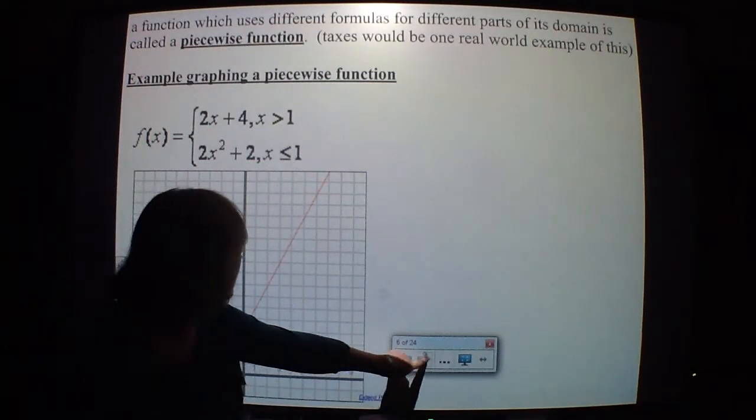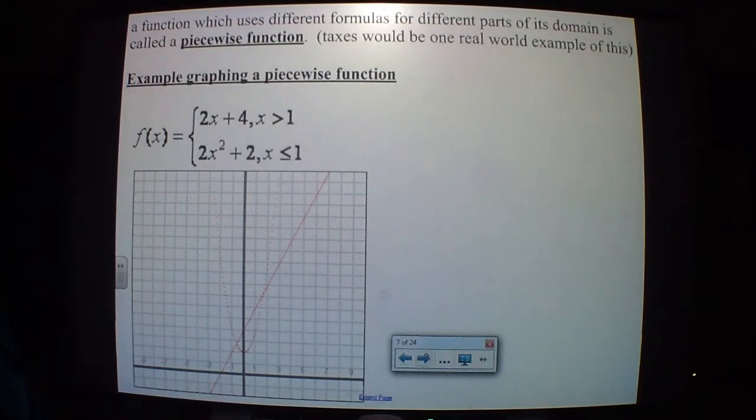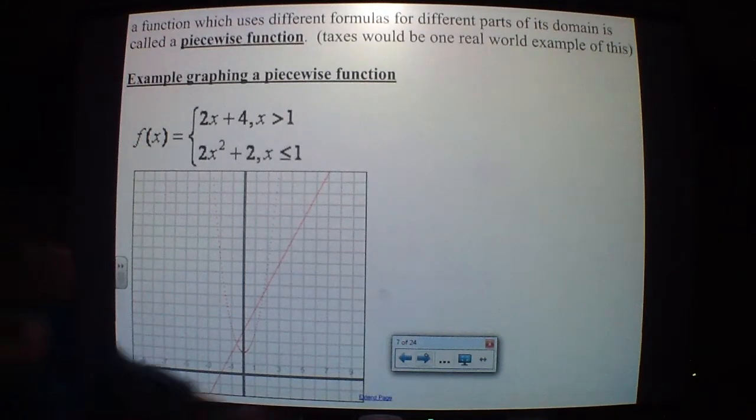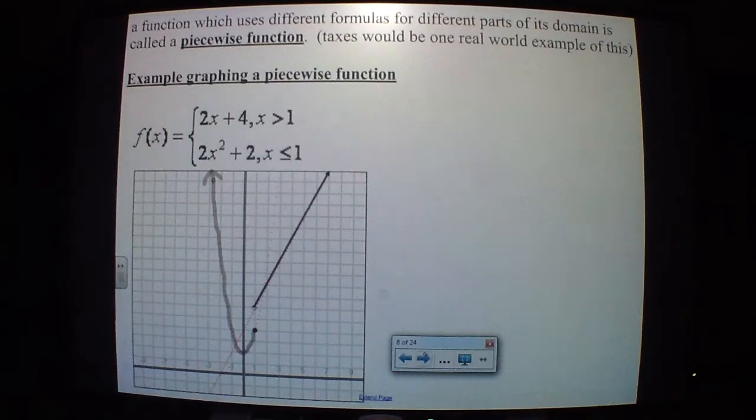There's my line. There's my parabola. I didn't graph the whole parabola though. I only graphed part of it. Okay? And if you want to graph the whole parabola, you can and just do the points that are relevant.